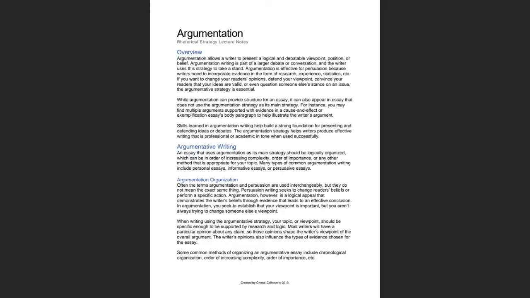When writing using the argumentation strategy, your topic or viewpoint should be specific enough to be supported by research and logic. Most writers will have a particular opinion about any claim, so those opinions shape the writer's viewpoint of the overall argument. The writer's opinions also influence the types of evidence chosen for the essay. Some common methods of organizing an argumentative essay include chronological organization, order of increasing complexity, order of importance, etc.